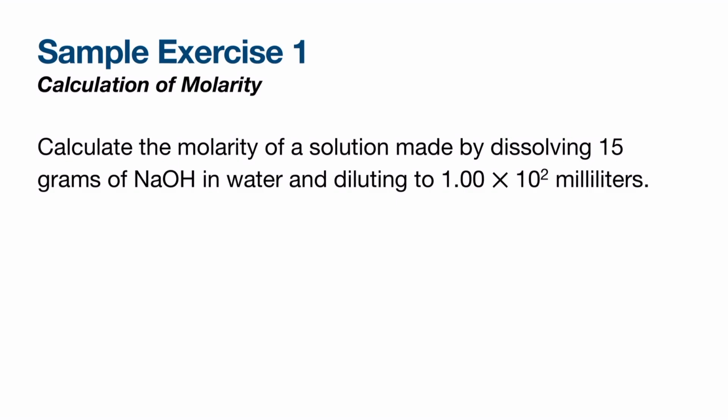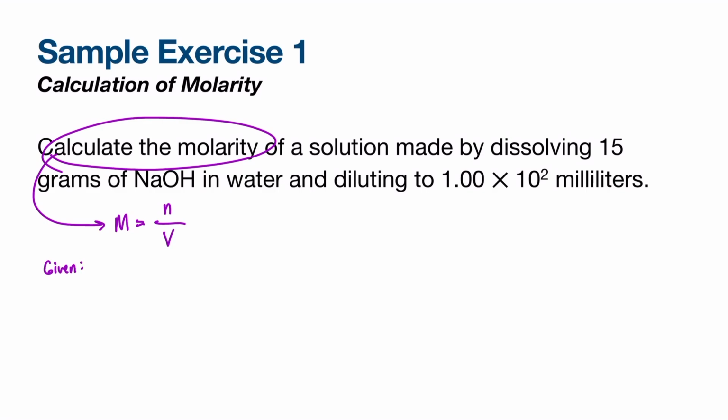Calculate the molarity of a solution made by dissolving 15 grams of sodium hydroxide in water and diluting to 1 times 10 raised to 2 milliliters. The key to any calculate-the-molarity problem is to recognize that you need to determine the parts of the definition. We know that molarity is equal to the moles of solute divided by the volume of solution in liters. Based on the problem, the mass of sodium hydroxide is equal to 15 grams of NaOH, and we want this converted to number of moles, which is the number of moles of our solute.